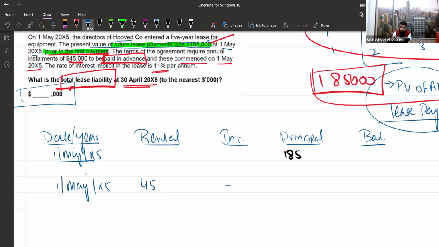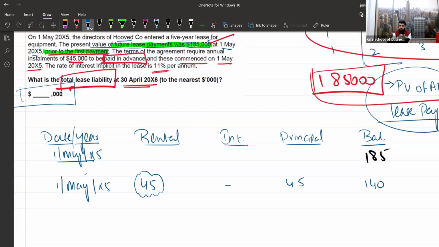So there is no interest element in this particular rental. All the amount will be deducted from the principal amount, which means 45 will be deducted. The lease liability was 1,85,000, that is 185 was the balance, out of which 45 is paid for the principal. So now the remaining lease liability is 1,40,000.